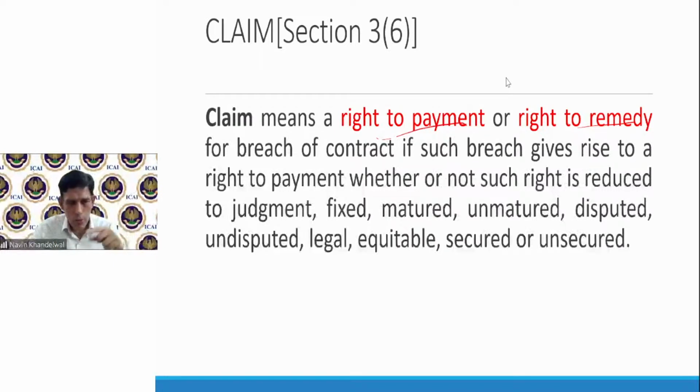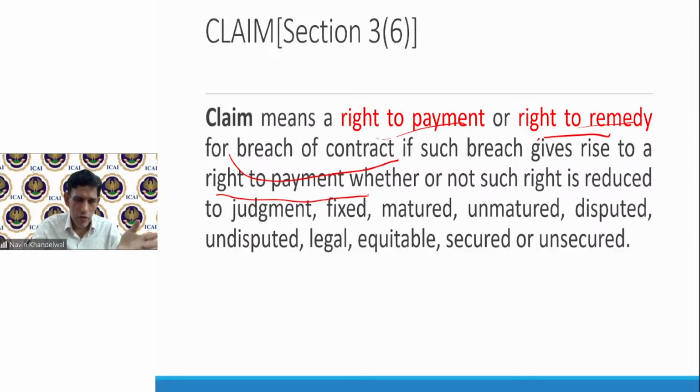For example, suppose you have given a certain amount to a builder for a purchase of a flat or a plot. But that builder does not deliver you the flat or the plot. So that means you don't have a right to payment, because you have not given any material or supply or provided any service. But because there was a contract between you and the builder that the builder will be providing you that house in 3 years, there is a breach of contract. And because of that breach of contract, you have a right to remedy.